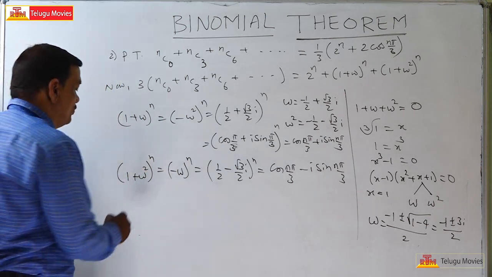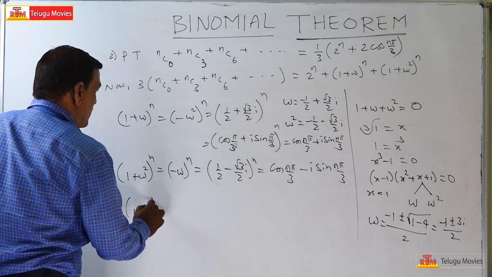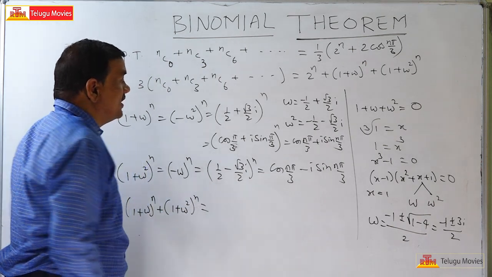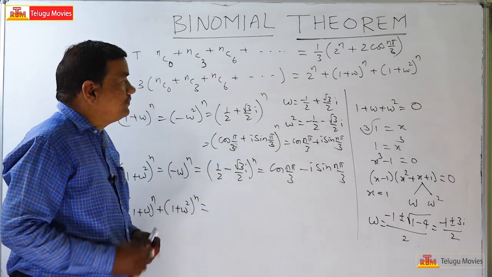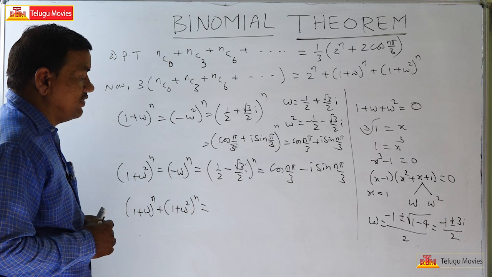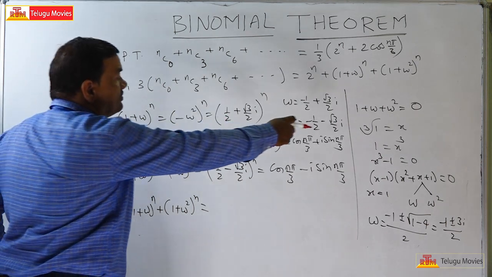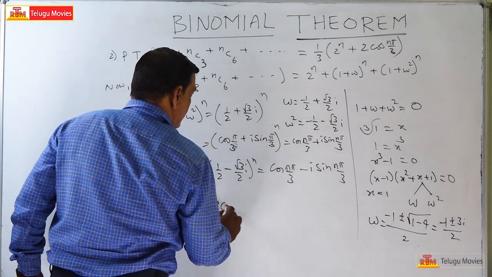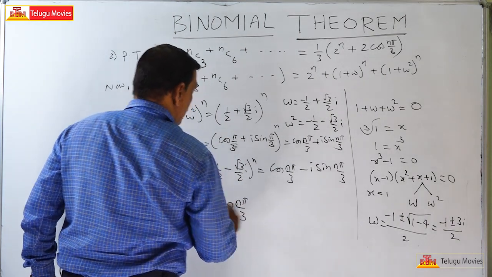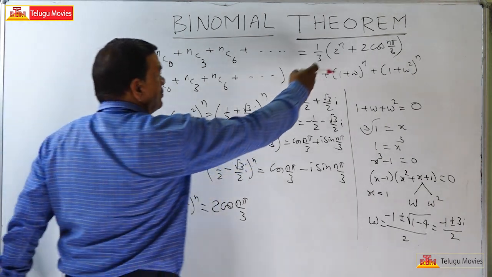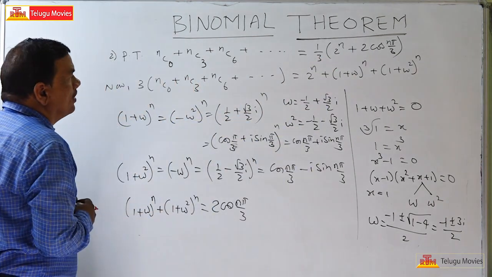If we add these two, that is, (1 plus omega) whole power n plus (1 plus omega square) whole power n, what will you get? The sine terms will get cancelled. We get 2 times cos n pi by 3, 2 times cos n pi by 3. Almost we arrived at the conclusion.